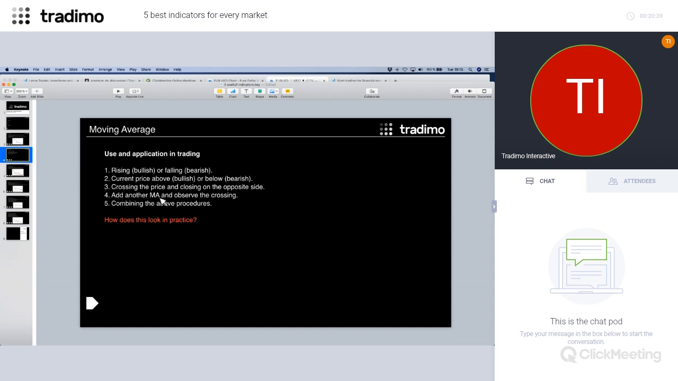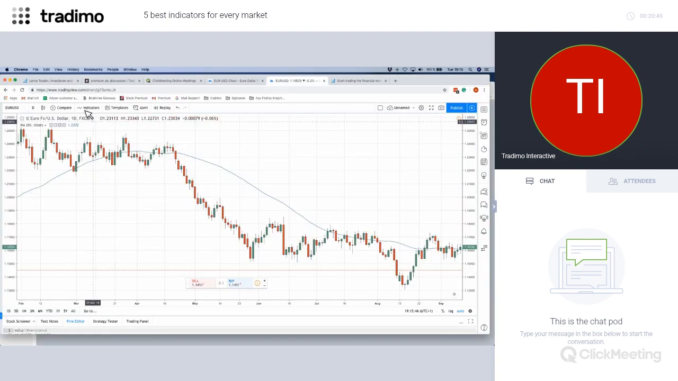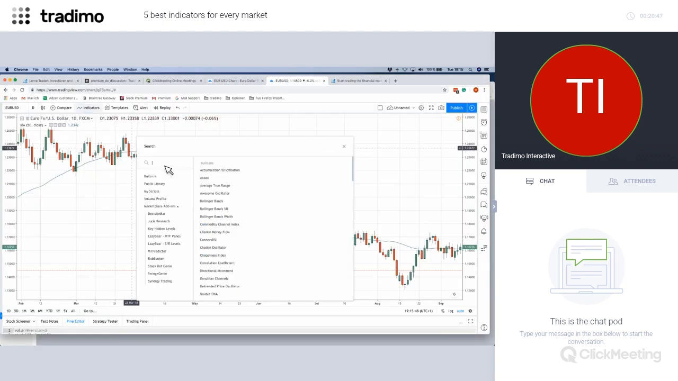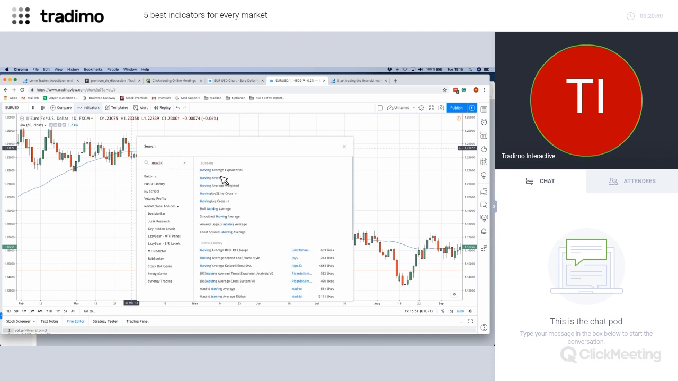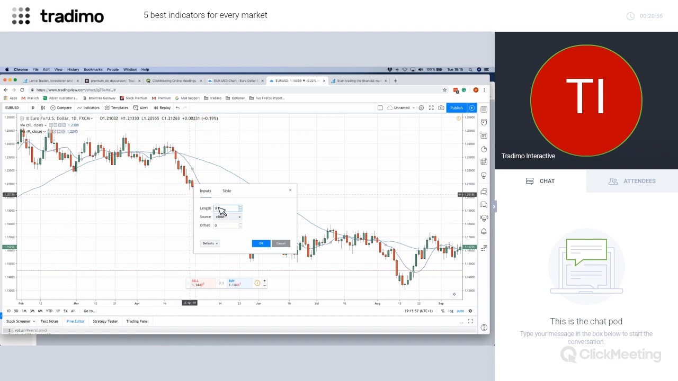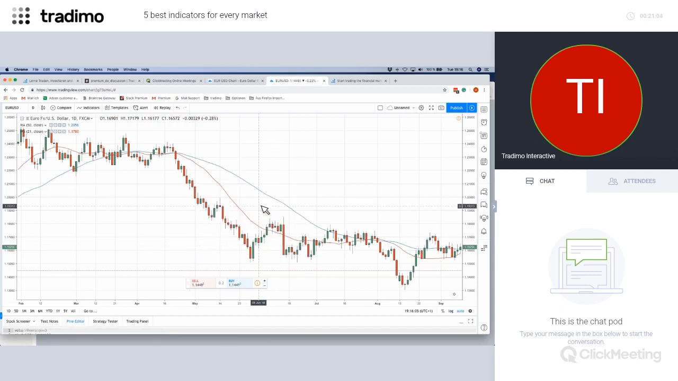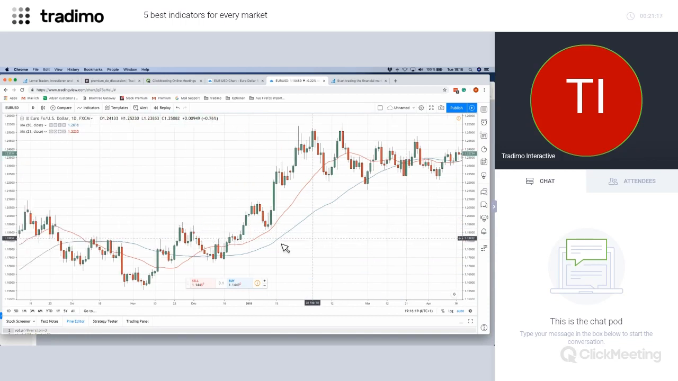Then the fourth point is to add another moving average and observe the crossing. What is this? That is a little bit complicated. So we add one more moving average here. Let's make this one, for example, 21 periods. The style is a little bit different, that you can do separately. Here, what I mean by crossing two different moving averages is, for example, this one here. Or maybe this example is not so clear, so let's go a little bit back in the past.